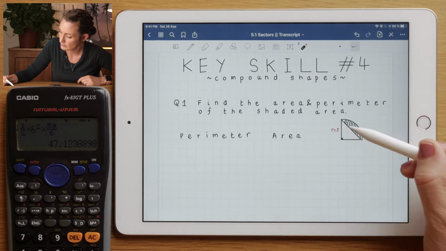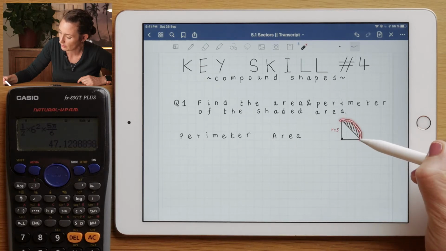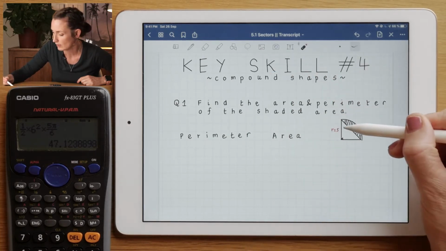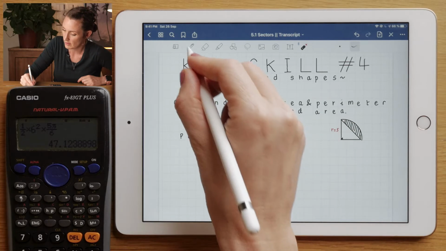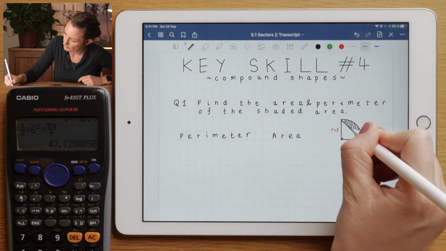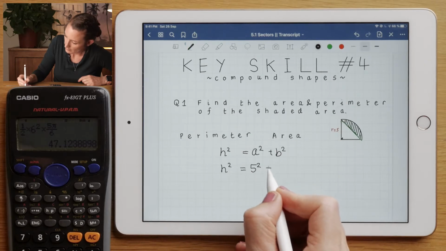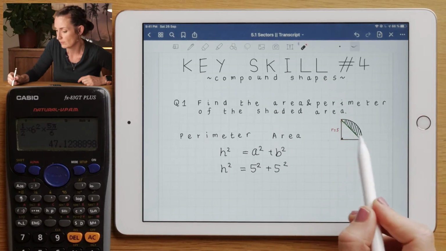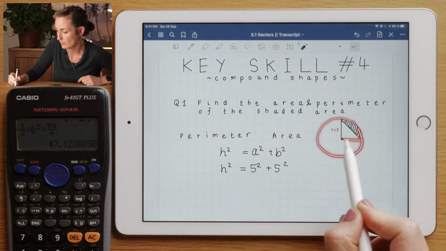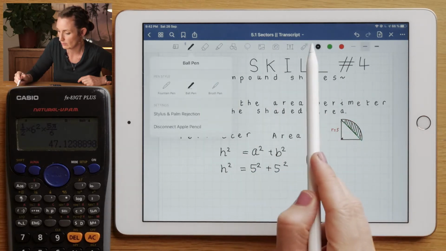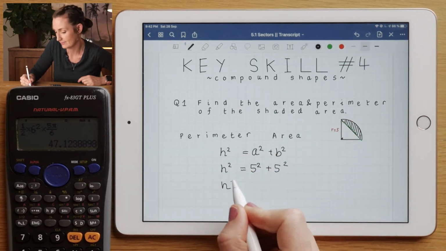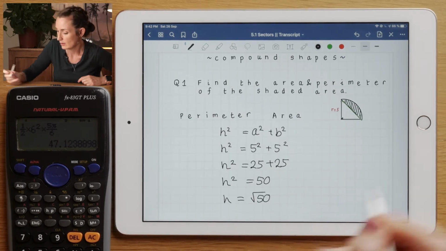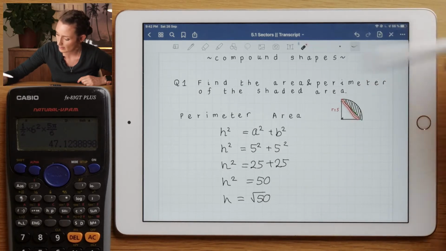symbol here. If we start with the perimeter, it would be the arc length plus this length here. Now, to calculate this length here, because it's a right angle triangle, we can use Pythagoras' Theorem. So we want to start with this length here. Both of these lengths would be 5, and this one would also be 5, because if you think about what the full circle would have looked like, these are both going to be radii. Radii is the plural of radius, in case you didn't know that. So h squared will be 50, and h will be square root of 50. So that will be that length here.